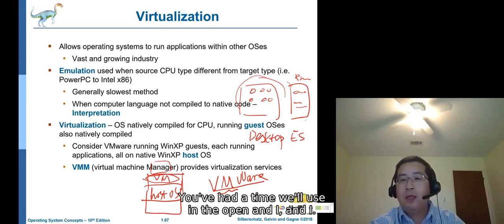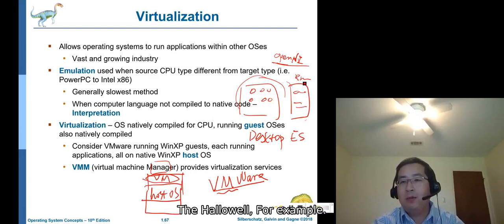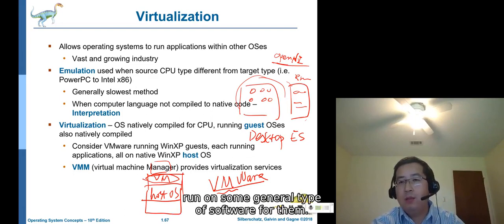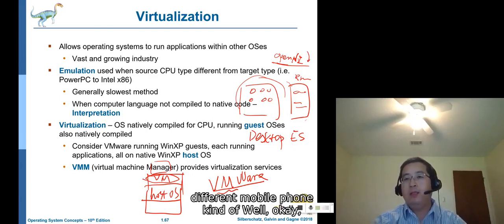In fact, at that time we used a tool called OpenNI. This one is like a simulation of the hardware. For example, this software maybe can run on some general type of phone, like a Nokia, like a Samsung, okay? So with this OpenNI, they can simulate different mobile phone hardware.